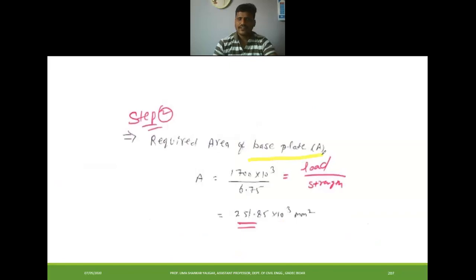As usual, we need to calculate the area of the base plate. Same formula, total load divided by strength, 1700 kilonewton. I have taken in terms of Newton, divided by the bearing strength of concrete, 6.75. You will get this as how much? 251.85 into 10 raised to 3 square. This is the area of the base plate.